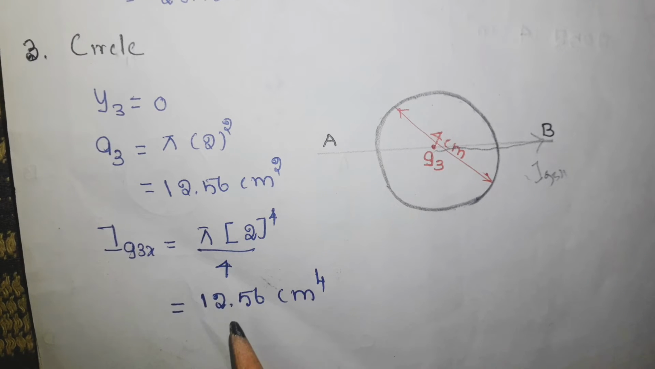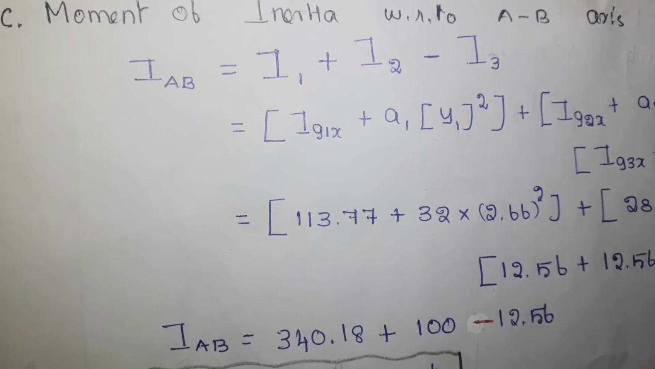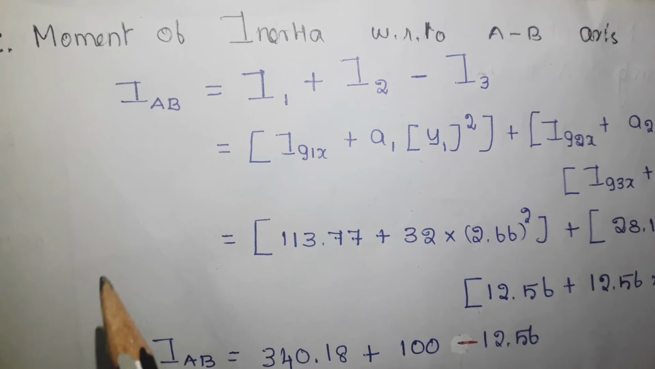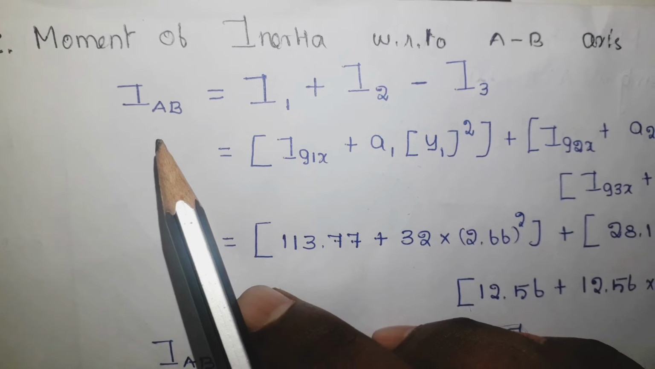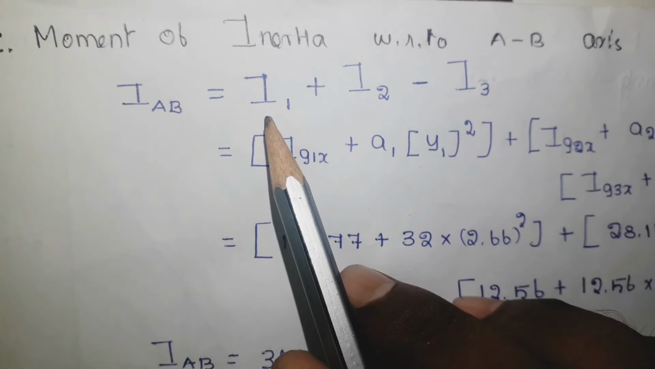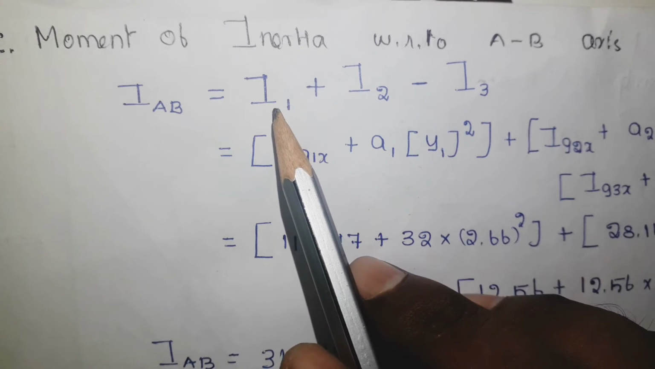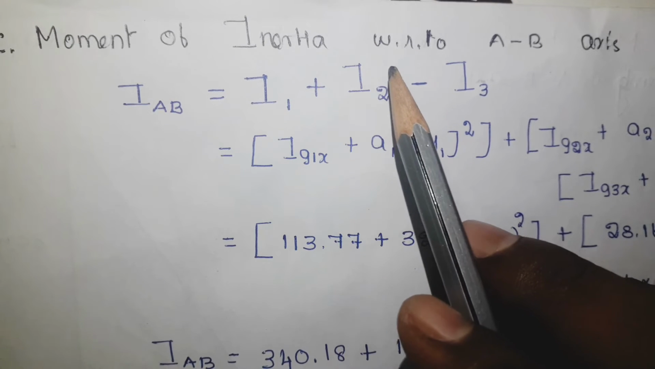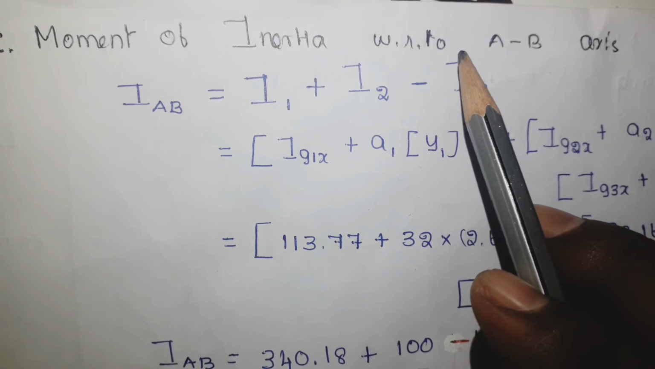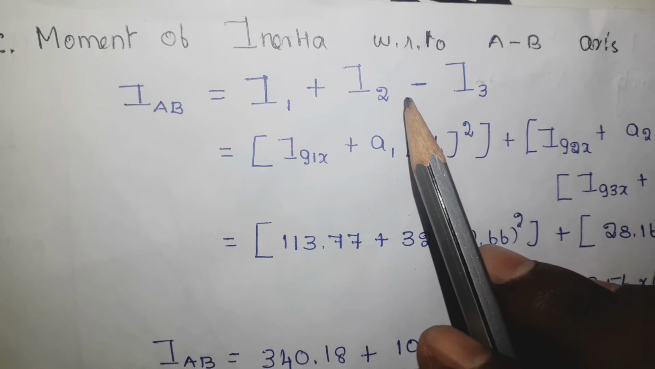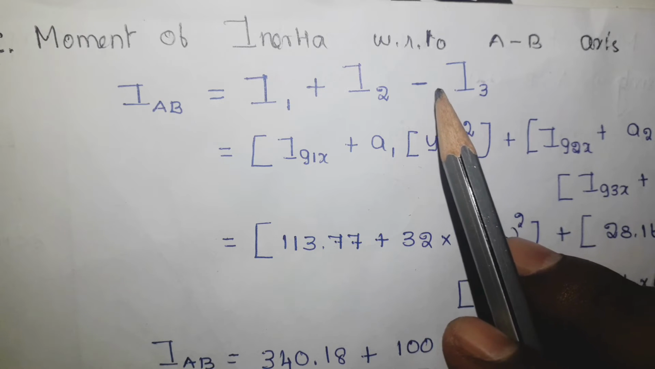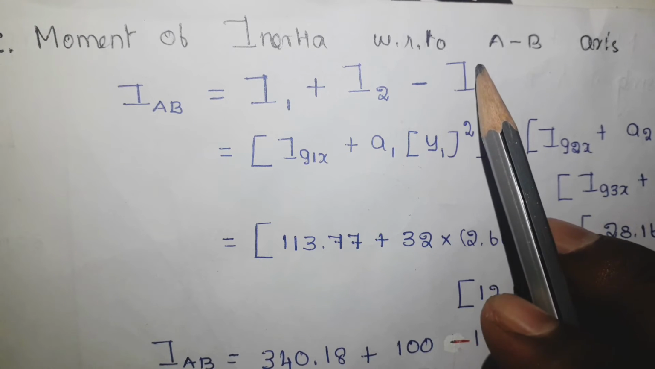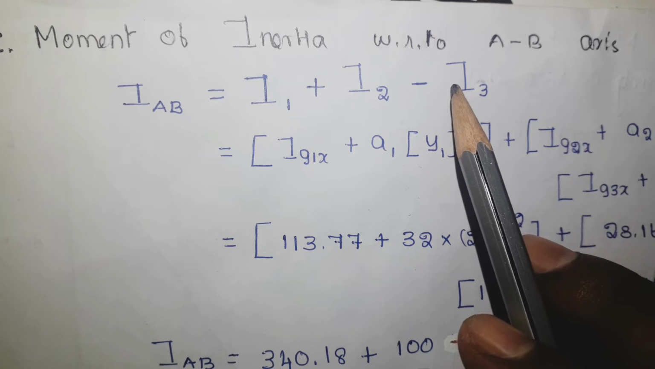Now substitute the values and you get the answer as 12.56 centimeter to the power 4. Now the third step is to find the moment of inertia with respect to AB axis. The moment of inertia with respect to AB axis is equal to moment of inertia of the triangle plus moment of inertia of the semicircle minus moment of inertia of the circle. Here please note that I have used subtraction because these areas are to be removed, subtracted. It's very important. It's a circular hole.